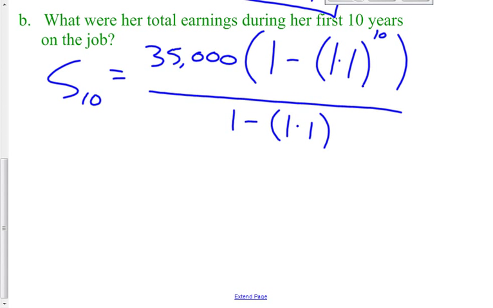So class, once again, I'm not going to take the time to solve all of this. You guys can simplify using order of operations and get the right answer here. Do that on your own, but you should get the answer of $557,000.